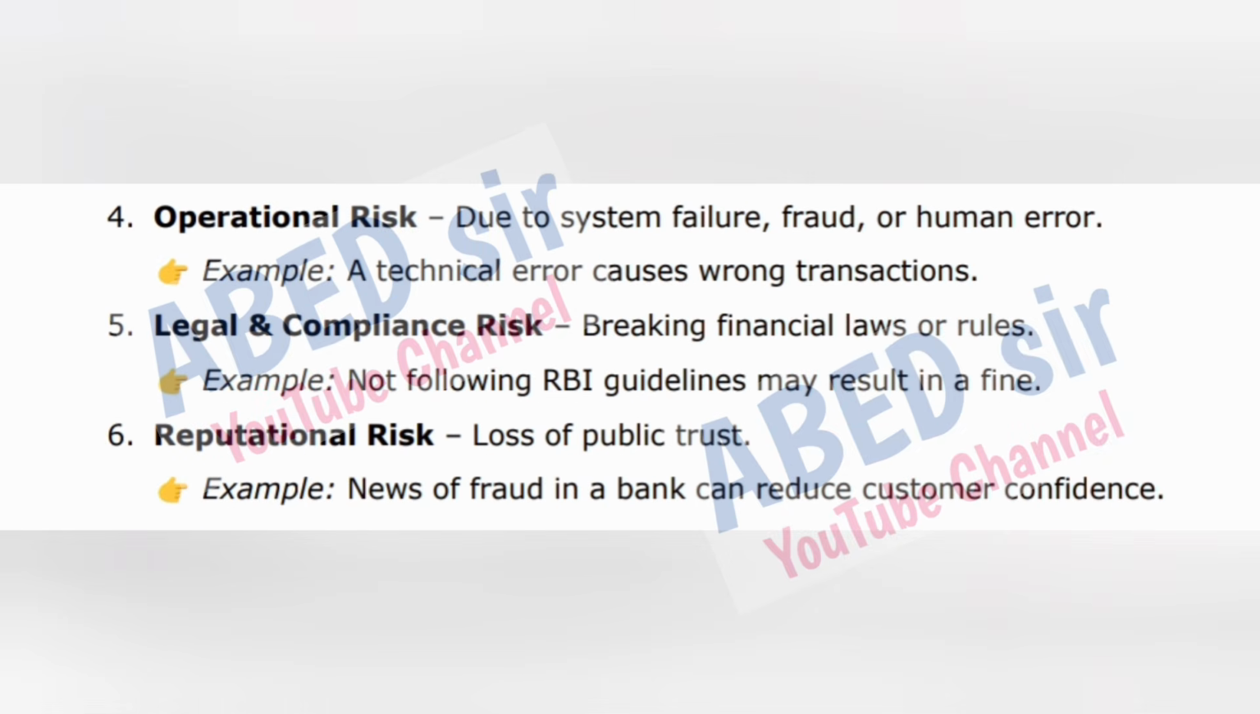4. Operational risk, due to system failure, fraud, or human error. Example: a technical error causes wrong transactions. 5. Legal and compliance risk, breaking financial laws or rules. Example: not following RBI guidelines may result in a fine. 6. Reputational risk, loss of public trust. Example: news of fraud in a bank can reduce customer confidence.